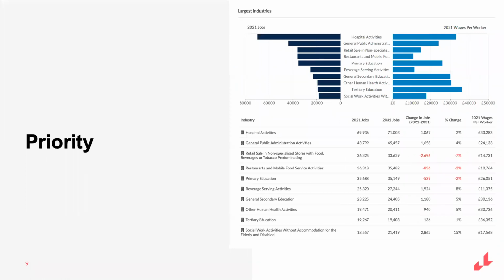So let's look at the industry mix at regional level. We just saw some weak data in the northeast, so let's see if we can find some strengths. Here we have the largest industries in the northeast by 4-digit SIC codes. That's the industry taxonomy used by the Office for National Statistics, and we've juxtaposed that with wages.